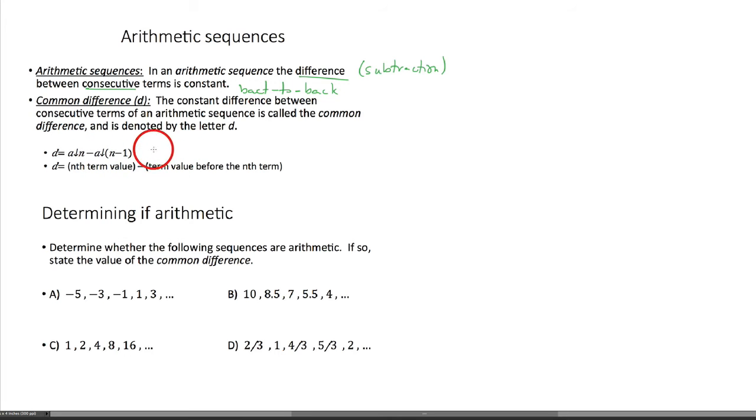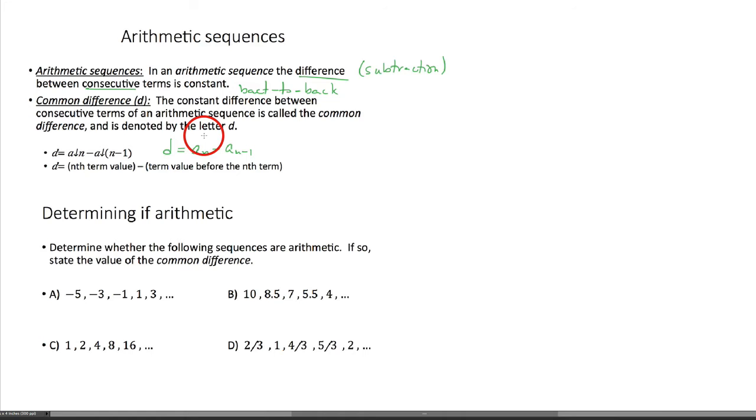Now, in terms of formatting, this isn't very good formatting on my PowerPoint, but what it should say is this. The common difference is equal to the value of the nth term minus the value of the (n-1)th term, or that is to say, to subtract the value of any term from the term that we're at. And that's still not a very good way to say it.